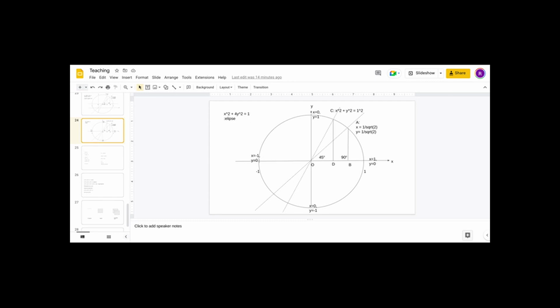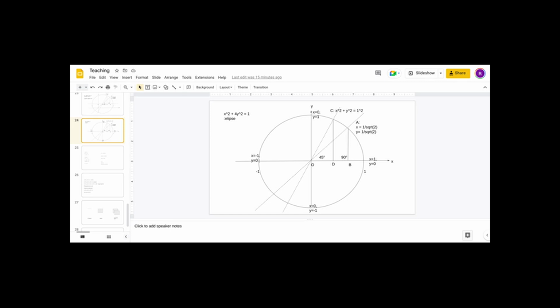So the sine of 0 is 0. Sine of 45 degrees is 1 by root 2. Sine of 90 is 1. Then sine of 90 plus 45, which is 135 degrees, is again 1 by root 2. Then sine of 180 degrees is again 0. Then sine of 270 degrees is -1. Then sine of 360 degrees is 0. Then sine of 450 degrees is 1, and so on and so forth. So it's sine theta.